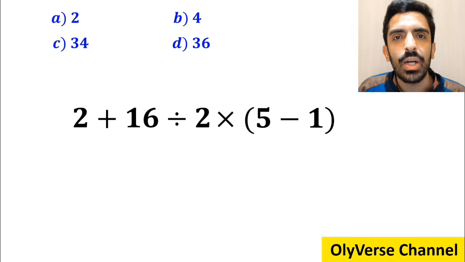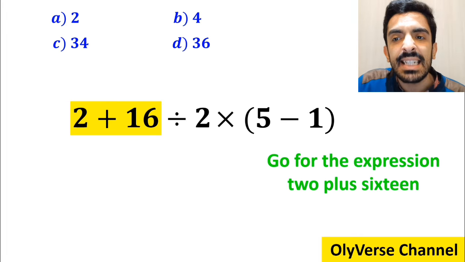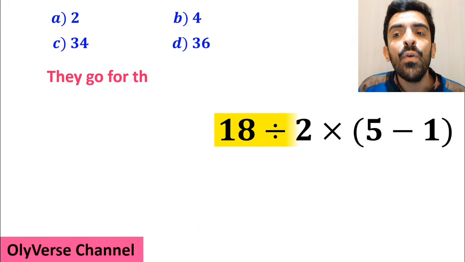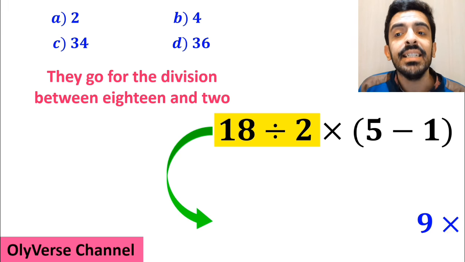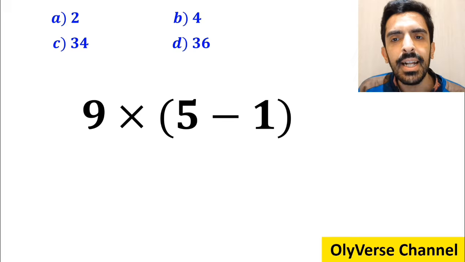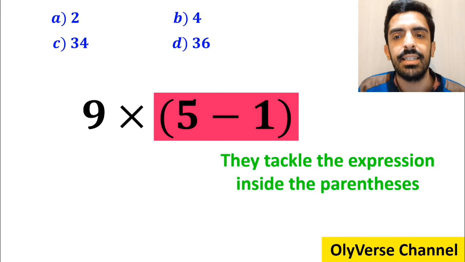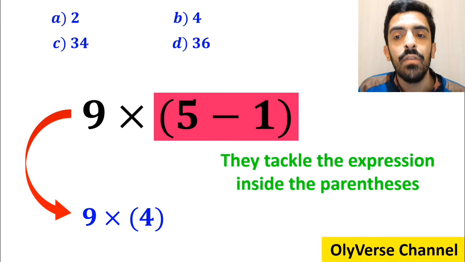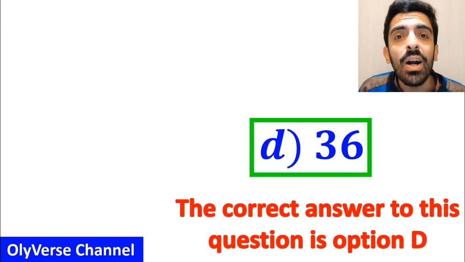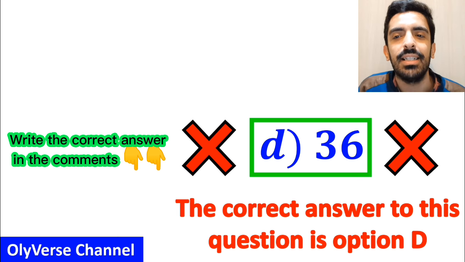Many people, when solving this question, first go for the expression 2 + 16 and write it as 18 ÷ 2 × (5 − 1) inside the parenthesis. In the next step, they go for the division between 18 and 2, and this simplifies to 9 × (5 − 1). In the final step, they tackle the expression inside the parenthesis and write it as 9 × 4, which ultimately gives them the answer 36. Then, without any hesitation, they quickly say that the correct answer to this question is option D. However, it's not the correct answer to this question.